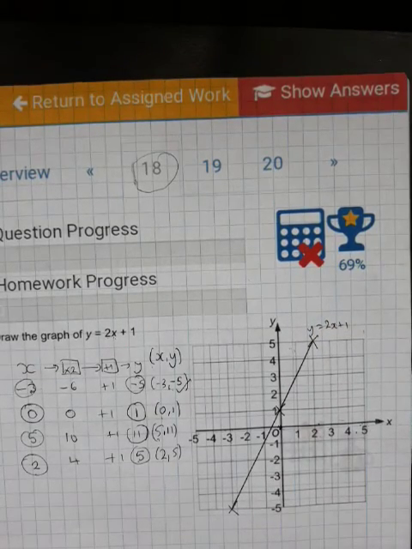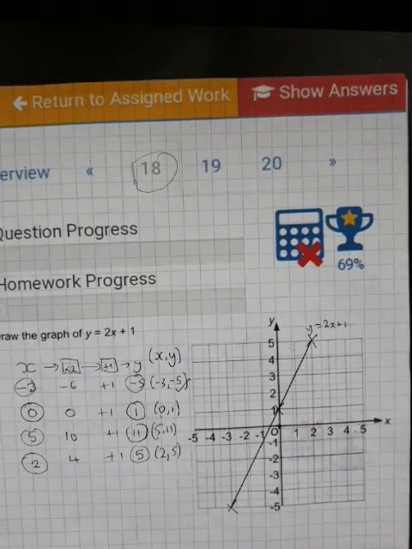So that was question 18 from the Year 9 Maths assignment.